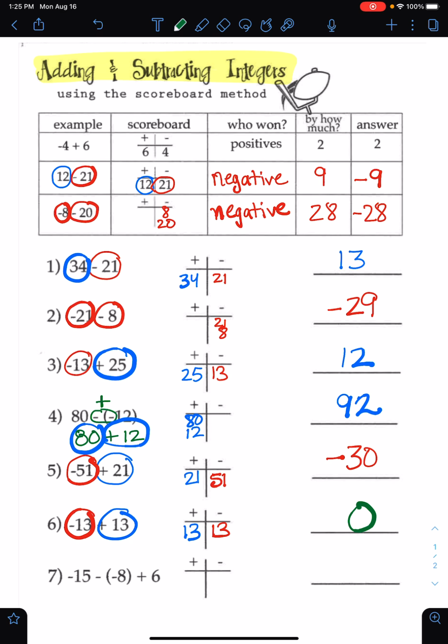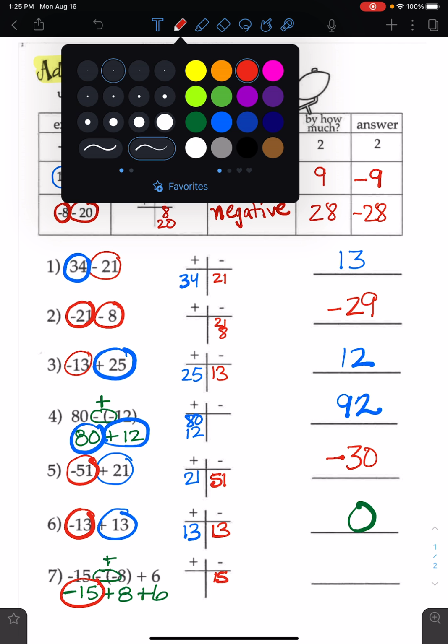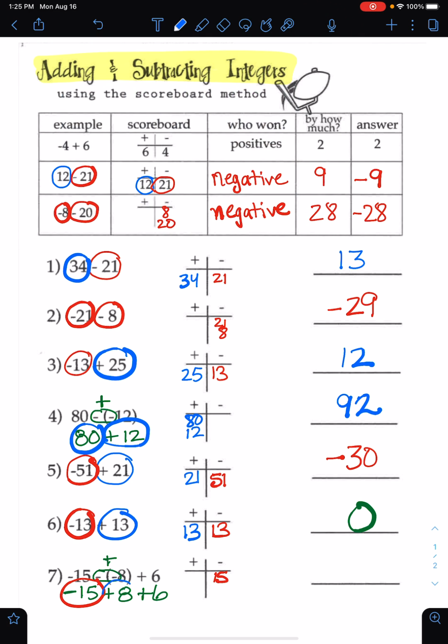In this last example, I have a double negative here that I want to change to a positive. So let me just rewrite this problem. Negative 15 plus positive 8, because taking away a negative is always positive, plus 6. So let's fill in our scoreboard. I have 15 negatives, and then I have 2 positives: 8 points here for the positives and 6 points here for the positives, for a total of 14. So if I have 14 positives and 15 negatives, then the negative team wins by 1 point.